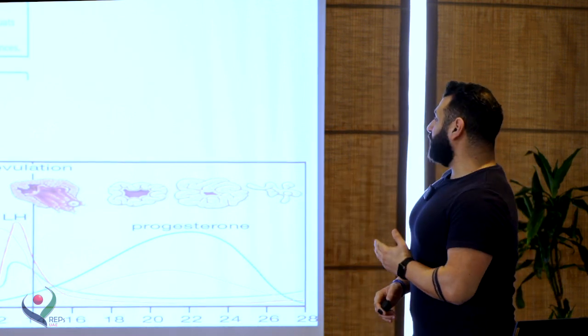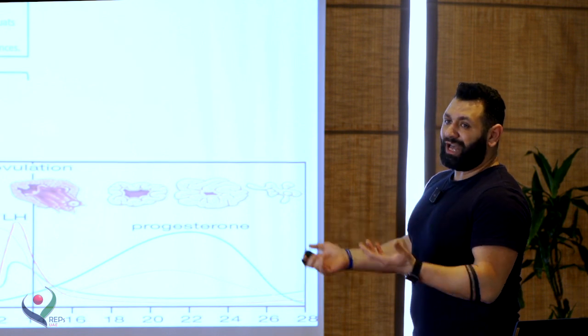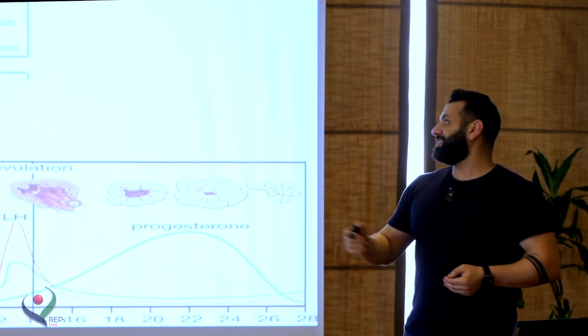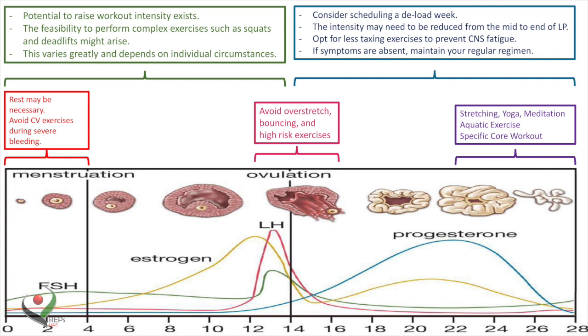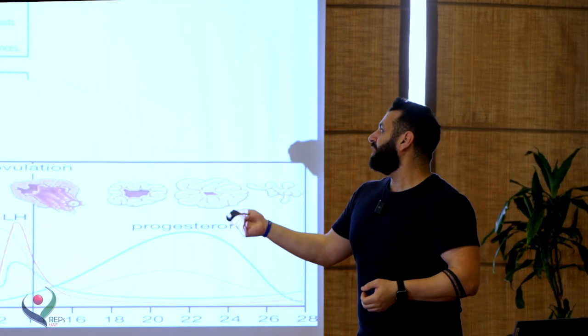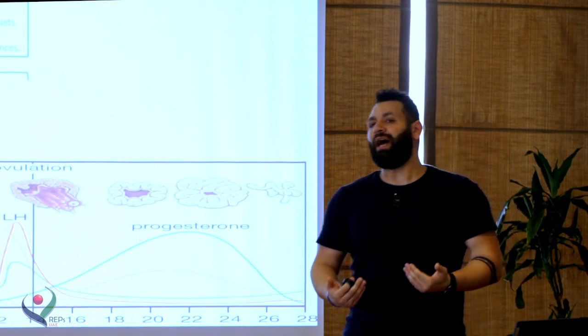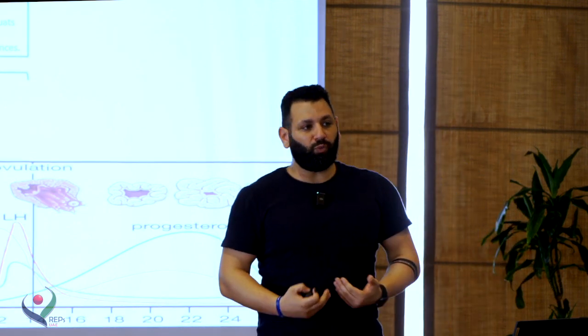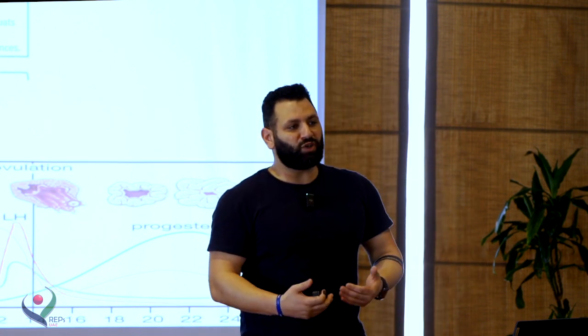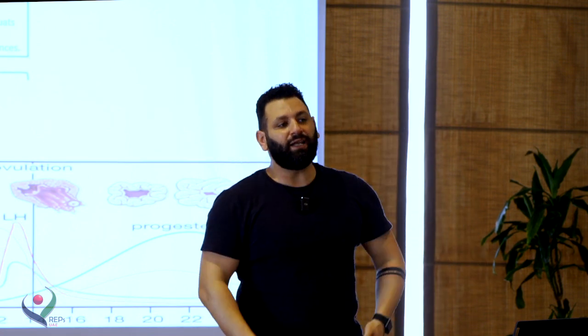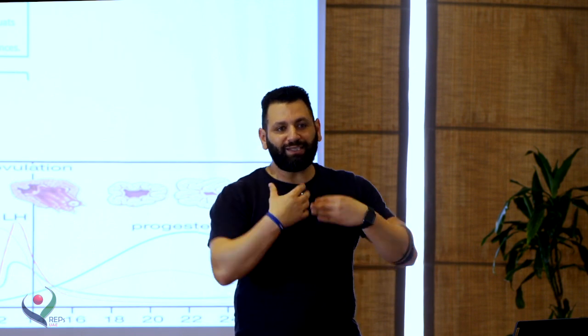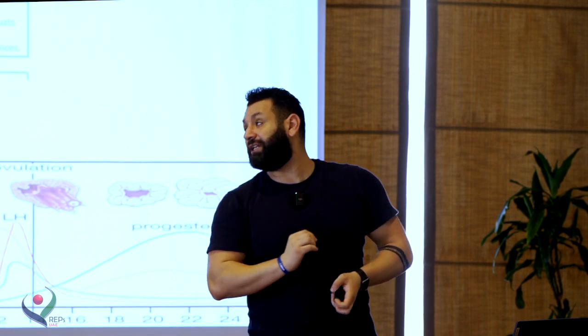So the first part, the follicular phase. As a summary, this is when there's a potential to raise workout intensity in terms of speed, weights, resistance. It's a possibility, not confirmed. And it's feasible to perform complex exercises like squats. Why? They have more balance when there's estrogen, when the body is strong. So complex exercises like squats, deadlifts, bench press, they can easily learn these exercises. And again, it's a possibility.